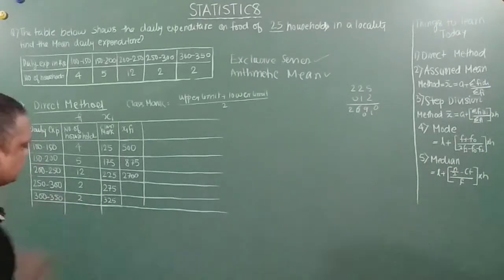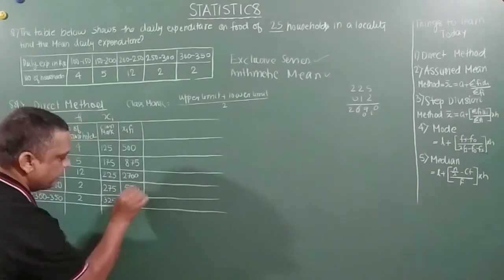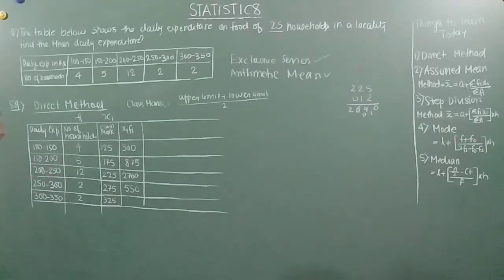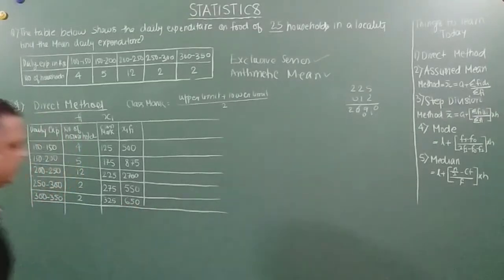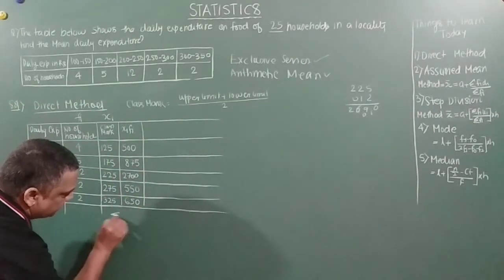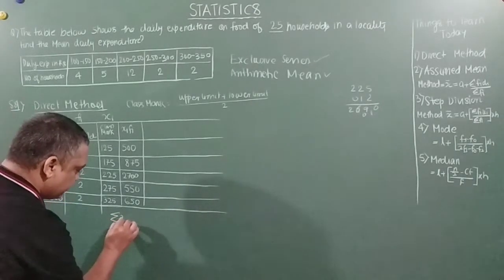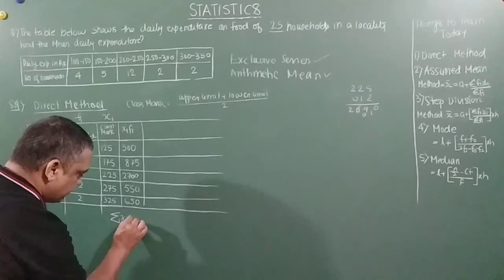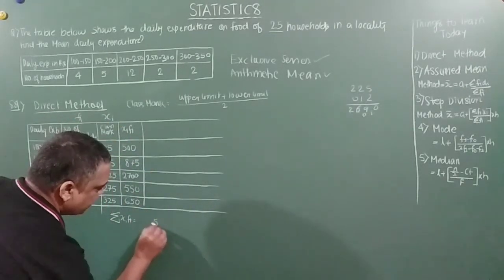Okay. Now this is 550. Right, friends? Yes. This is 650. Right? So we have got xi, fi, right? Now what we are going to do is that we are going to sum this all up. So I write sigma here. Sigma xi fi will be how much? Sum of all these.